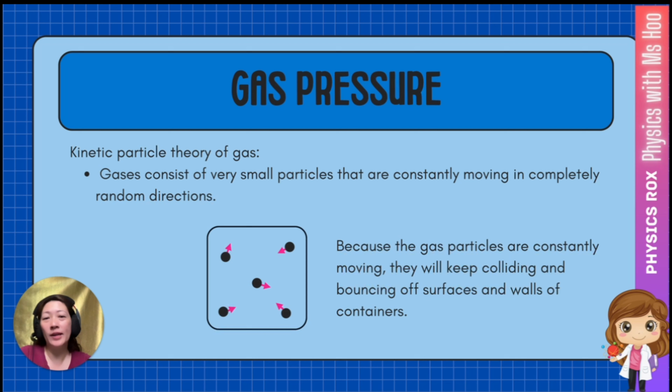So for example, for solids, they're still moving but on the spot. For example, they are vibrating. Liquids and gases are not only vibrating but they can also move, and they move in random directions. So this is generally what the kinetic theory of matter states.